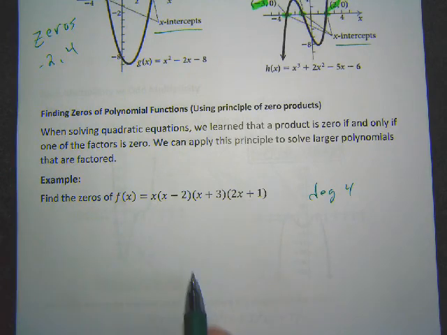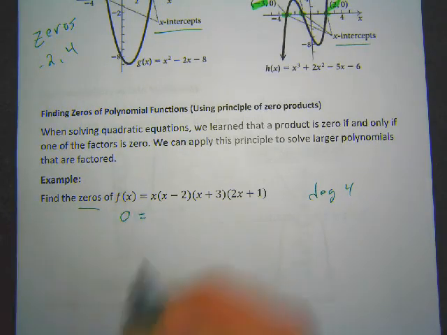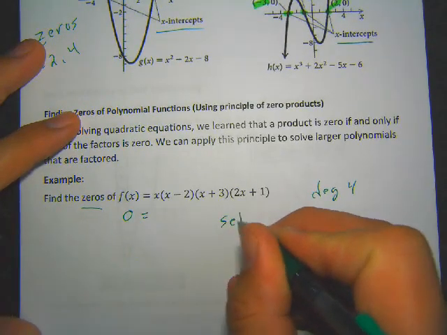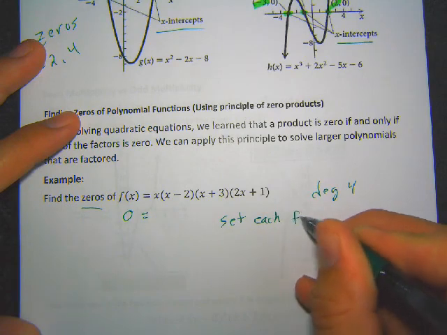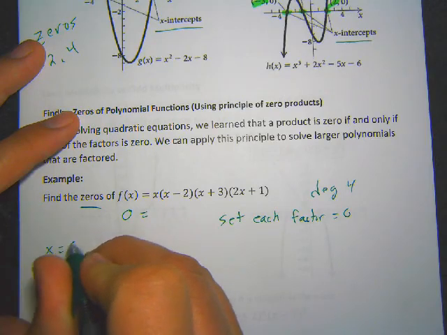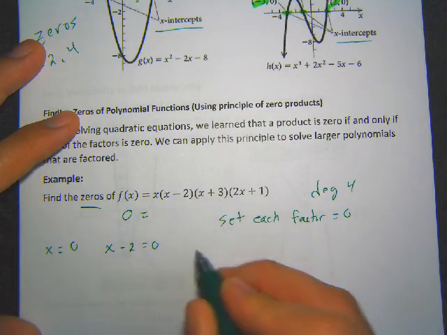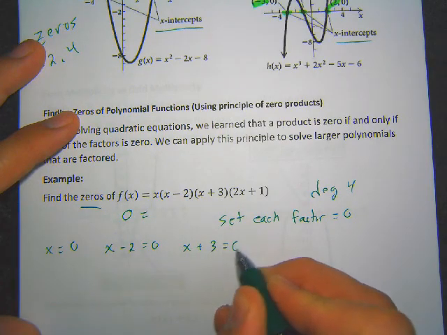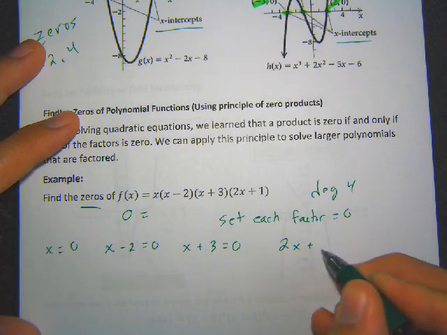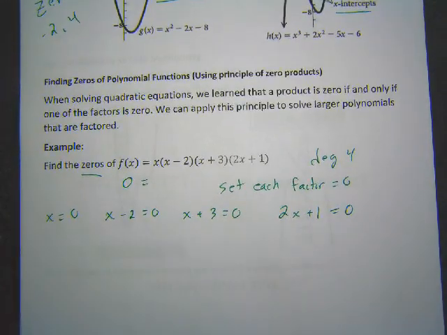This one's all factored for us, and so we can see since it's all multiplied, if we want to find the zeros, that means just set it equal to 0. Well, if it's all factored and we're trying to set it equal to 0, then we can solve it by setting each part equal to 0. So we just set each factor, or each part, equals 0. The first part is x, so we get x equals 0. The second part is x minus 2, so we get x minus 2 equals 0. x plus 3 is the next part, so we'll set that equal to 0. And 2x plus 1, so we set that equal to 0. Because it's factored, we can just take all these pieces, set them all equal to 0, and that will find all the zeros for us.